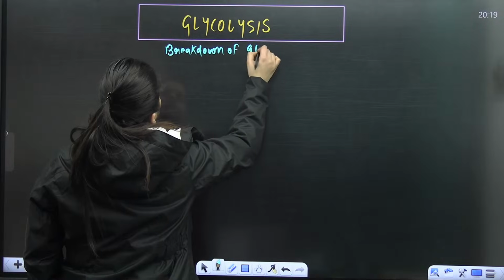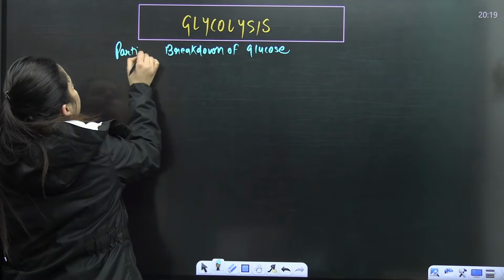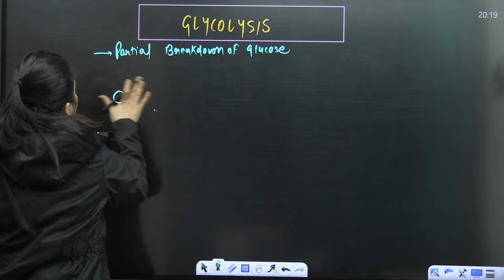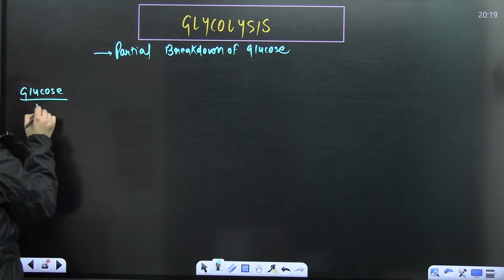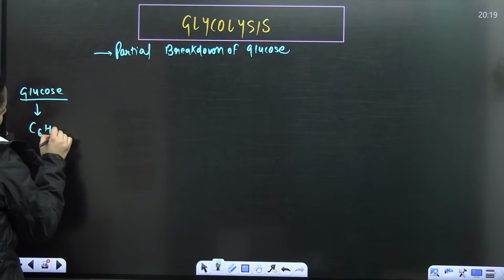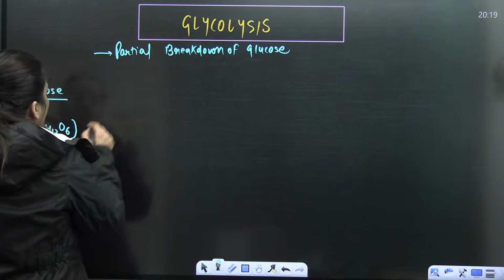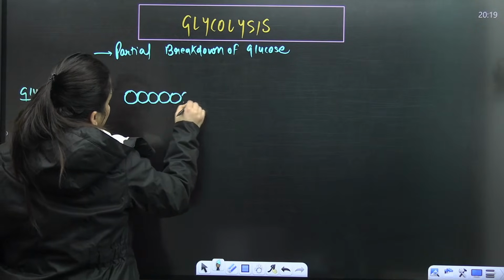So once again, glycolysis, breakdown of glucose. And this is not the complete breakdown of glucose. You can say partial breakdown of glucose. So what is glucose? Do you remember the formula? It is C6H12O6. That's what glucose is. How many carbons are there? 6. 1, 2, 3, 4, 5, 6.